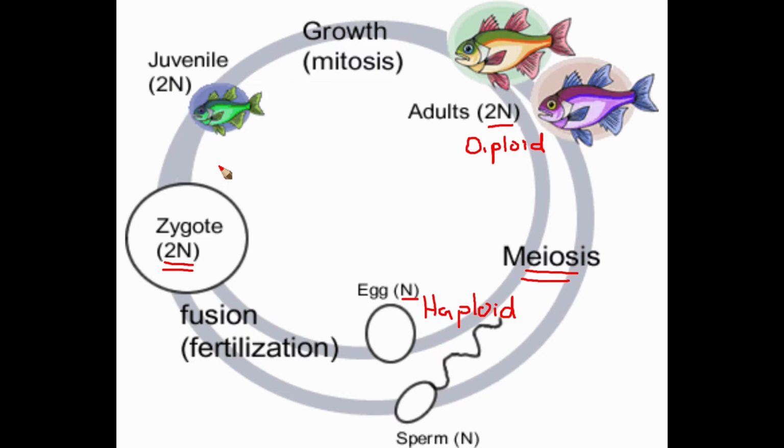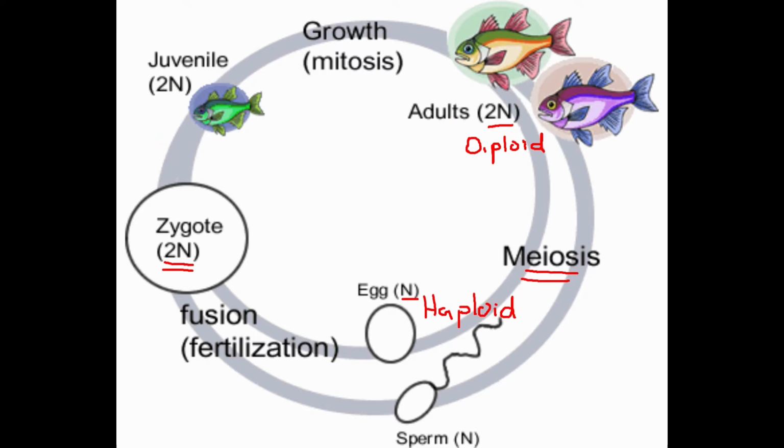And that will essentially grow into a juvenile and continue to grow, so those are mitotic divisions, or mitosis, into an adult. And then again, meiosis to produce the sex cells, those fuse, fertilization, you get a zygote. Mitosis is what causes the growth, and you go round through that cycle. So this is the reproductive cycle for any organism that reproduces sexually.